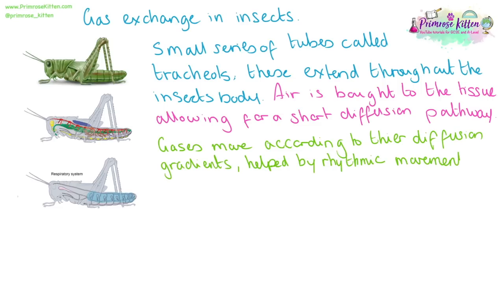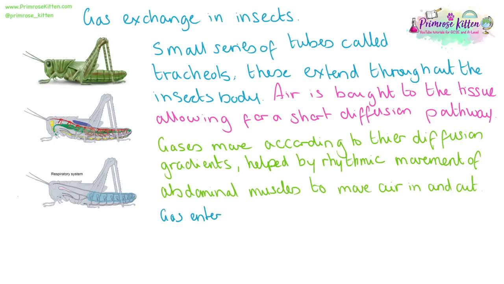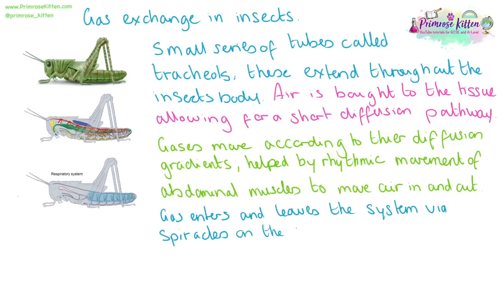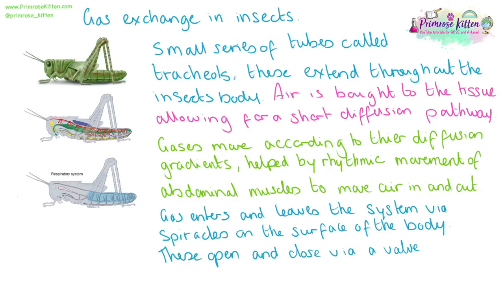This is helped by the rhythmic movement of the insect's abdominal muscles to move air in and out. Gas enters and leaves the system via spiracles on the surface of the insect. These open and close via a valve.